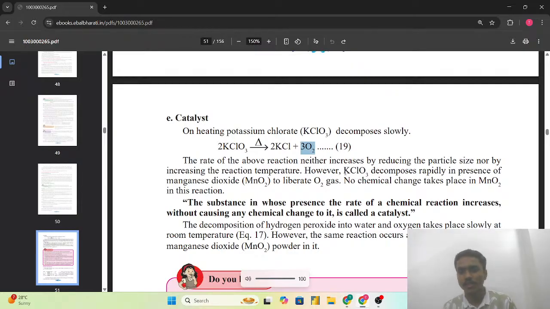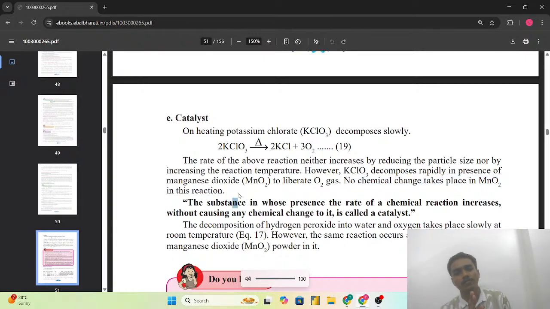The rate of the above reaction neither increases by reducing the particle size nor by increasing the reaction temperature. However, KClO3 decomposes rapidly in the presence of manganese dioxide MnO2 to liberate O2 gas. No chemical change takes place in the MnO2 in this reaction.